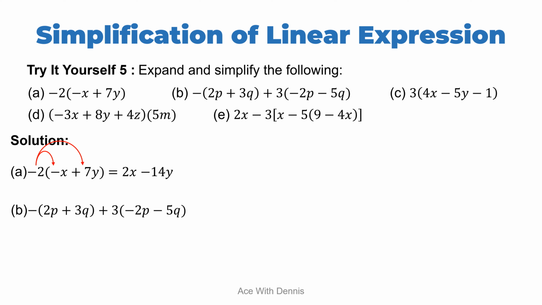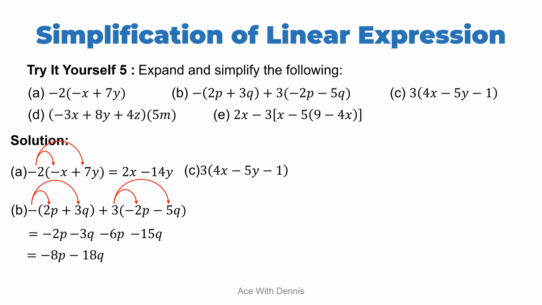For B, negative bracket 2p plus 3q plus 3 bracket negative 2p minus 5q. So notice that negative sign just means negative 1 times 2p, we have negative 2p. Then negative 1 times 3q, we get minus 3q. Then positive 3 times negative 2p, we get minus 6p. Then 3 times negative 5q, we get minus 15q. Simplify, we get minus 8p minus 18q.